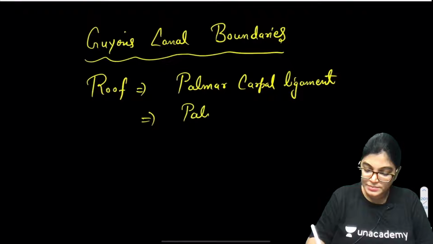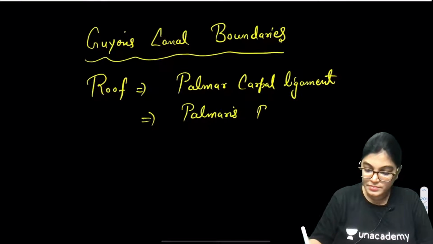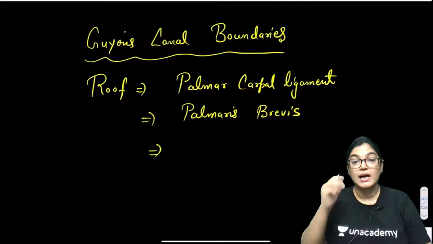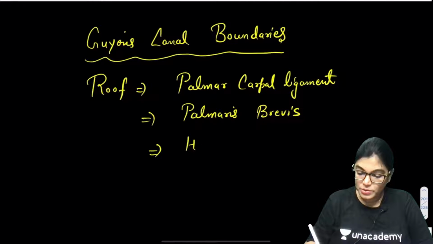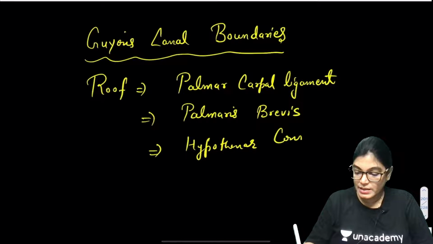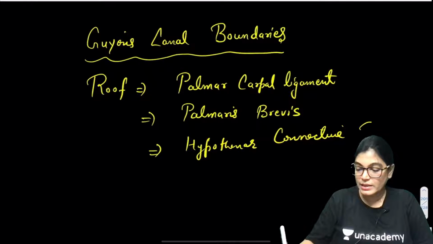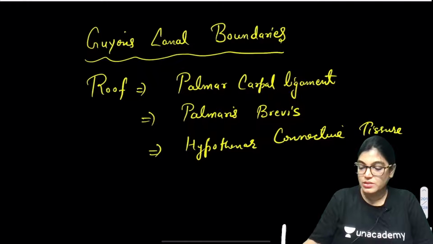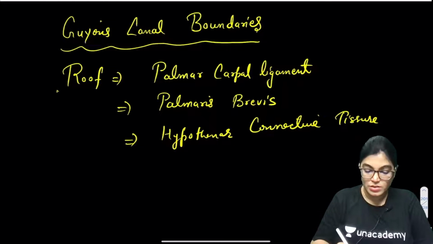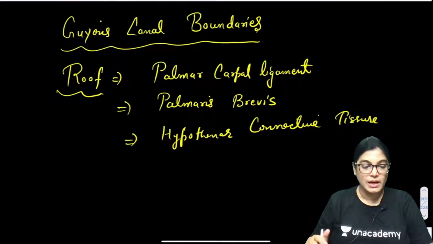palmaris brevis muscle, and also the connective tissue which is lying in the hypothenar muscle. So hypothenar connective tissues, all these structures are forming the roof of Guyon's canal.